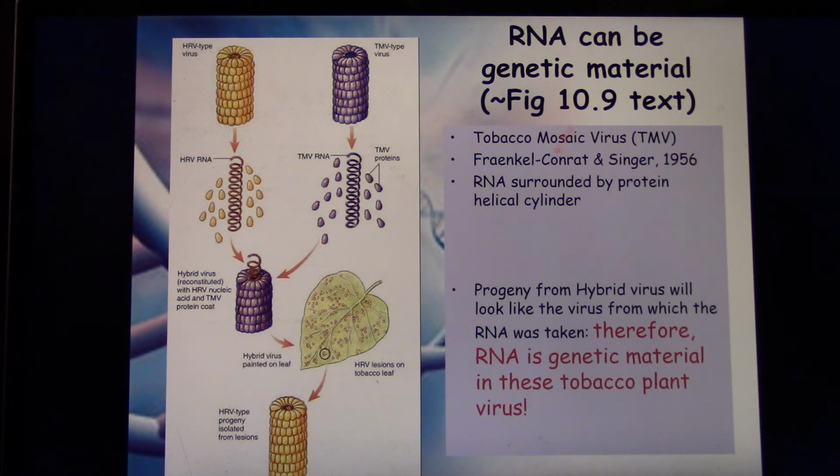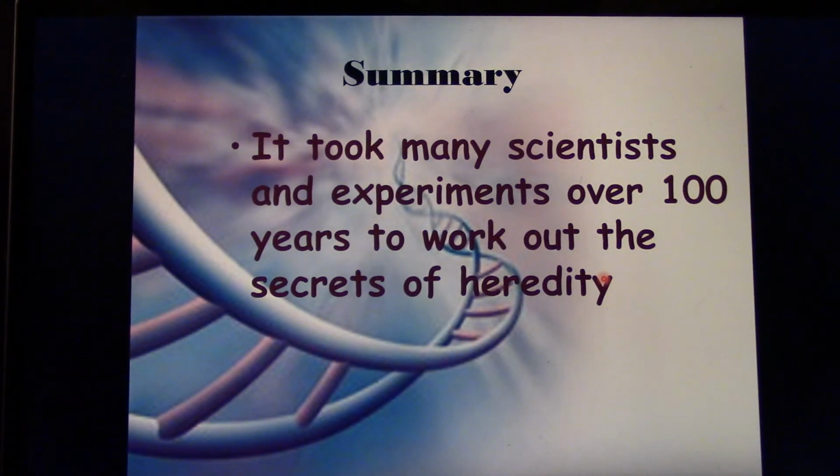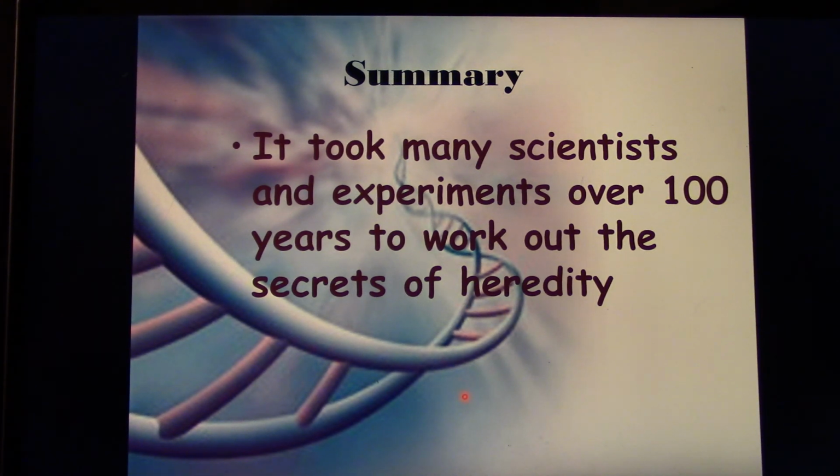Okay, so that's from your textbook. RNA can be genetic material. Tobacco mosaic virus, TMV for short, Fraenkel-Conrat and Singer. Okay, so in summary, it took many scientists and many experiments over 100 years to work out the secrets of heredity. And we're still learning more every day. That's why my genetics textbook keeps changing every couple years.